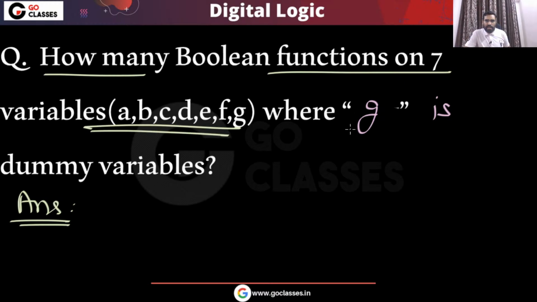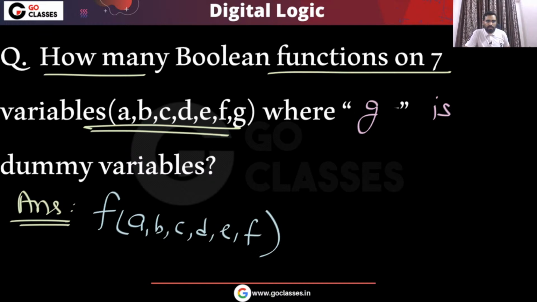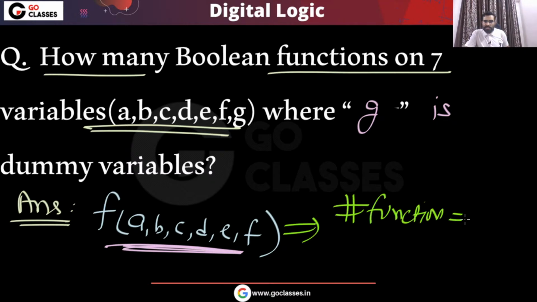Because g is a dummy variable, you can just forget about it. Then finally you can say, basically, how many functions are there on the remaining variables? So you can forget about the dummy variable. The number of functions on 6 variables will be 2 power 6. So the answer will be 2 power 6. Is it clear to everyone?